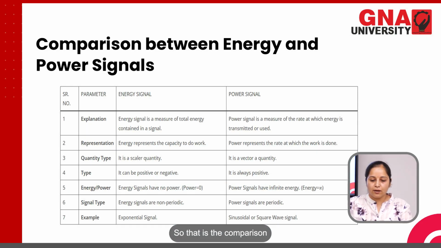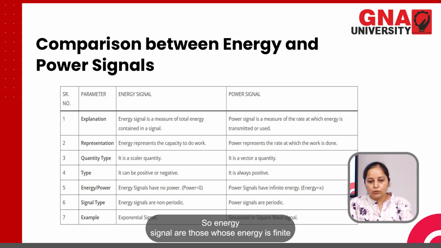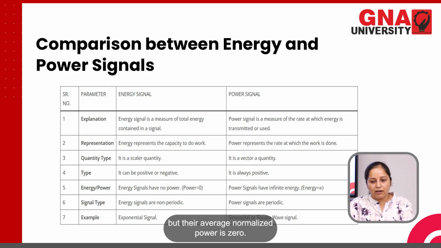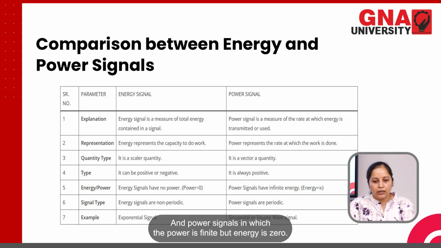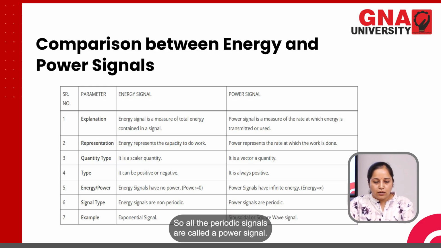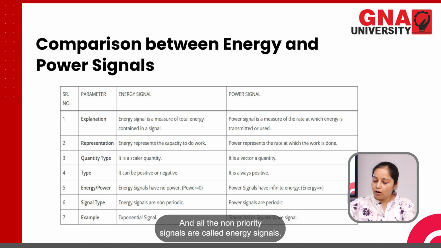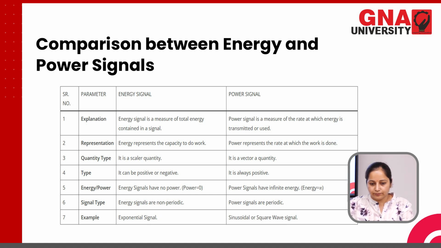So that is the comparison between energy and power signals. Energy signals are those whose energy is finite but average normalized power is 0, and power signals are those in which the power is finite but energy is infinite. So all the periodic signals are called power signals and all the non-periodic signals are called energy signals.